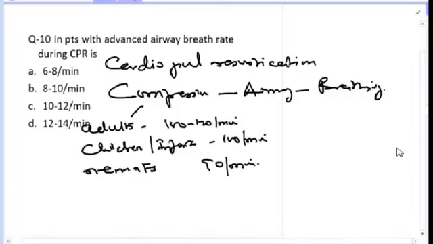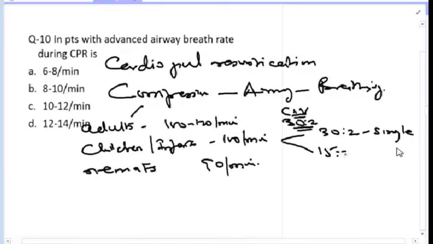Now, what is the compression to ventilation ratio? For adults it is 30:2. For children it is 30:2 with a single rescuer and 15:2 with a double rescuer. So, if there is one person to save, it is 30:2. If there are two persons, then it is 15:2. For neonates, it is 3:1.